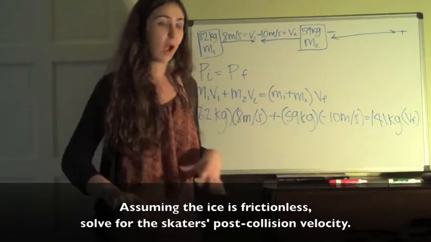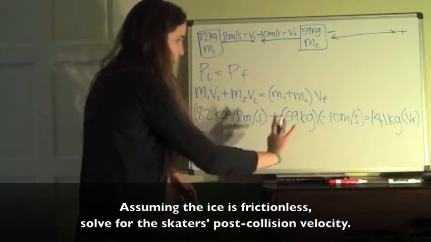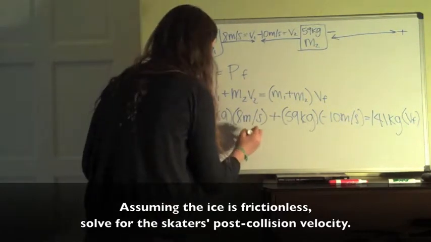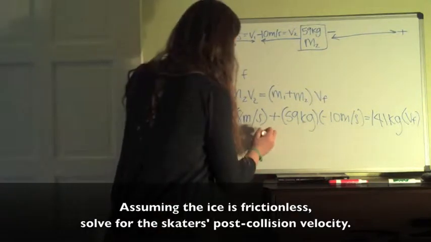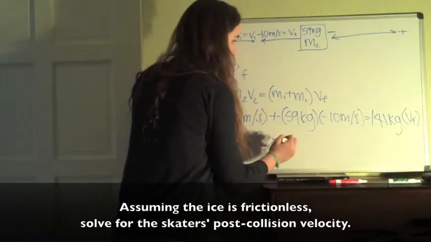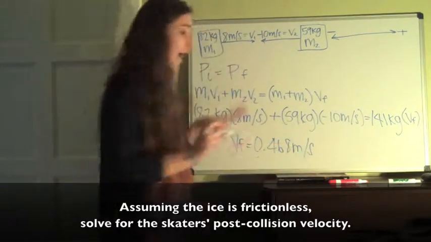All we need to do is the algebra. So I'm going to skip that step and move straight on to the solution. When you do the algebra here, you find that VF, our final velocity after the collision, is going to be equal to 0.468 meters per second. So basically a half meter per second.